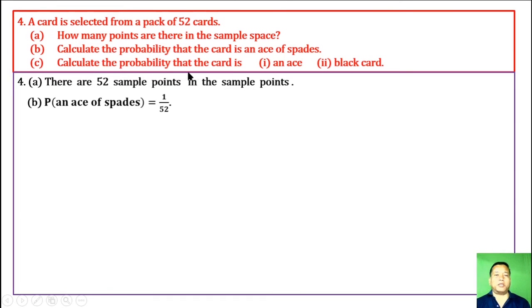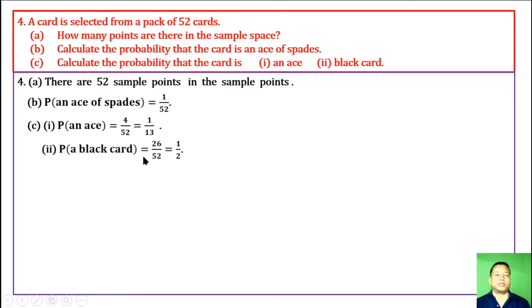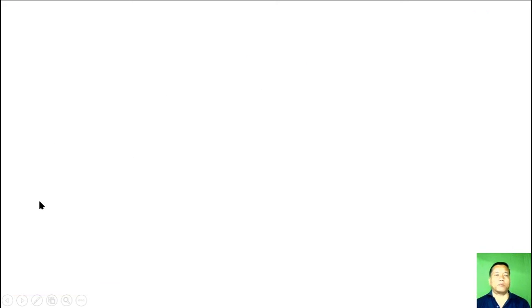Calculate the probability that the card is an ace. For C, Roman number 1, P of drawing an ace. There are 4 aces in 52 cards. Therefore, the probability of drawing an ace is 4 by 52. After cancelling, we get 1 by 13. Black card: the probability of drawing a black card. There are 26 black cards, that is the sum of spades and clubs. That is 26 by 52, which gives half.